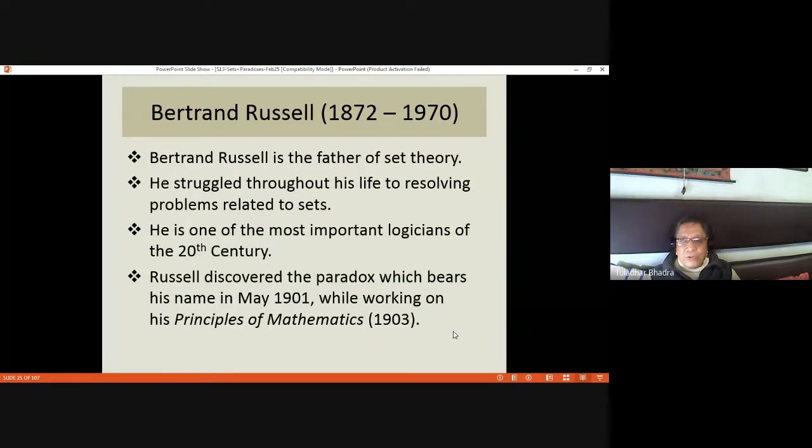Bertrand Russell is the father of set theory. Now we are going to talk a bit about set theory. He struggled throughout his life to resolve problems related to sets. He is one of the most important logicians of the 20th century. Russell discovered a paradox which bears his name in May 1901 while working on the Principles of Mathematics in 1903. So there is a paradox known as Russell's paradox, about which we'll talk later on.